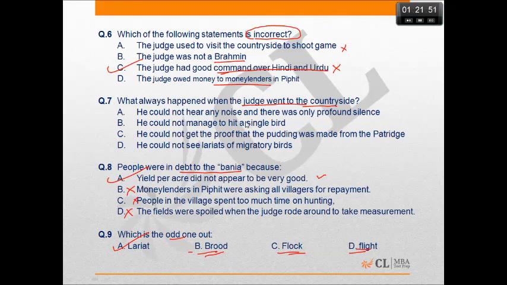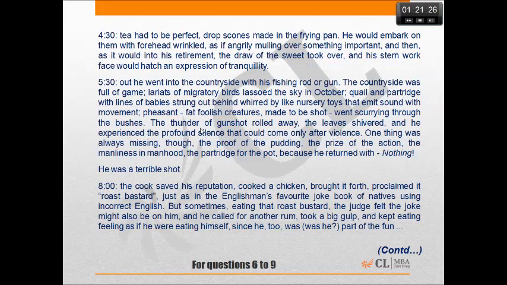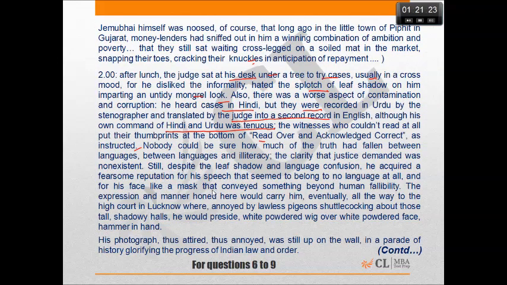What happened when the judge went to the countryside? Let me look at the answer to this question. Now I don't need to really worry about reading. He could not see lariats of migratory birds. He could not get proof that the pudding was made from partridge. He could not hit a single bird. He could not hear countryside. So I have to go further in the passage. Countryside is what I have to look at.